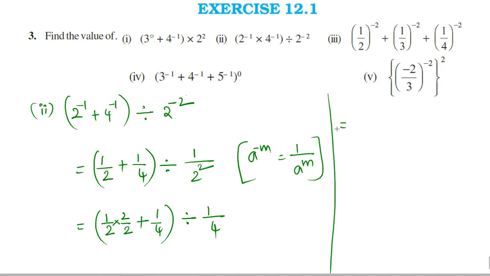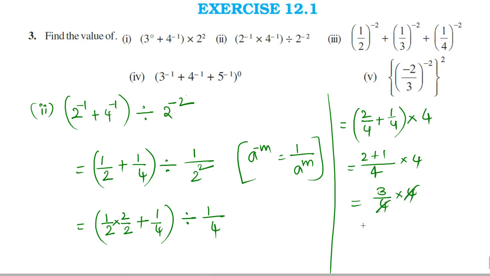Now this is equal to, 1 into 2 is 2, so 2 by 4 plus 1 by 4 divided by 1 by 4. Division means multiply by the reciprocal, and the reciprocal of 1 by 4 is 4 by 1, or simply 4. You see here the denominators are equal, so write the common denominator 4, then directly add the numerators, 2 plus 1, times 4. 2 plus 1 is 3, so 3 by 4 times 4. The 4 gets cancelled. So the answer is 3.